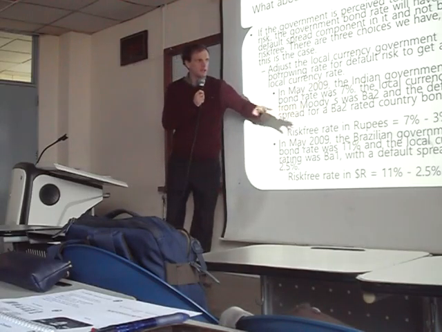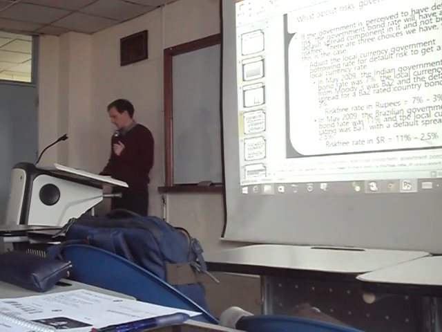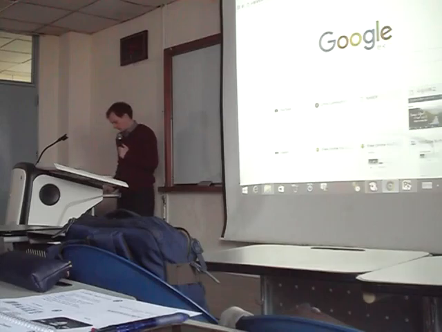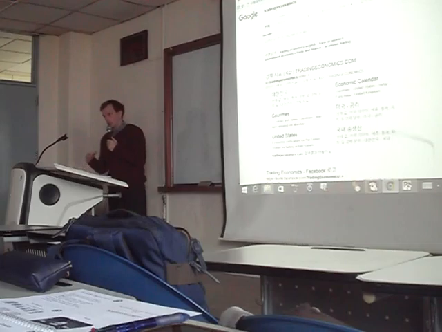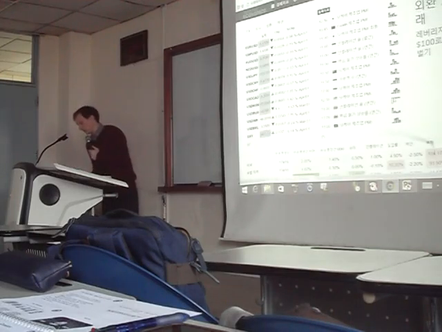So we have rating agencies like Moody's. The job of the rating agencies is to give a rating to the government. They look at the government's accounts, money coming in, money going out, government debt, all those things, and then they make a rating, like AAA is the best rating. And this is called a credit rating.